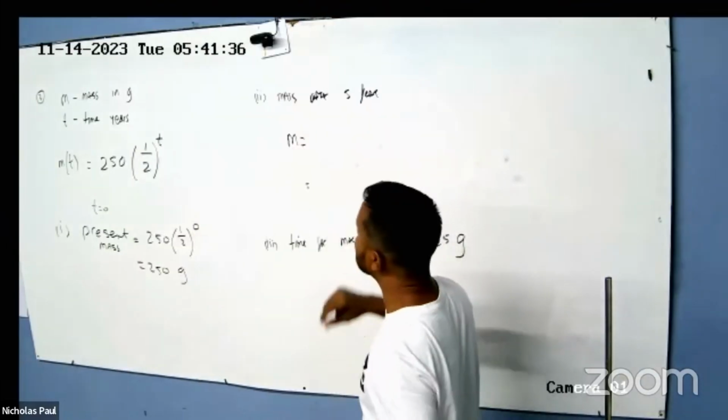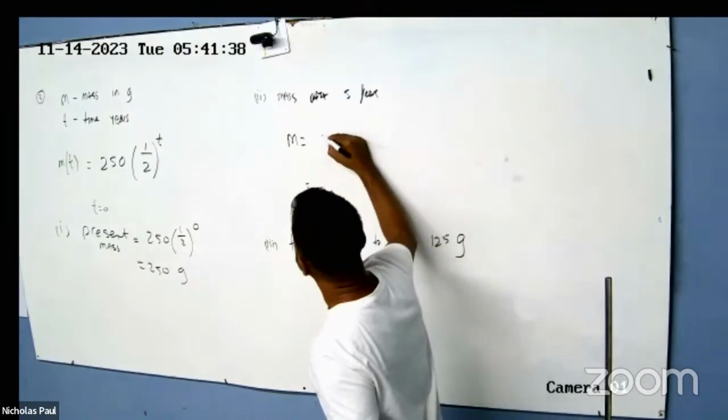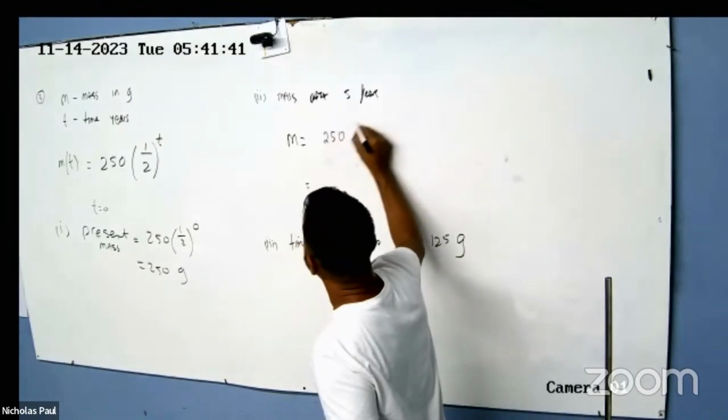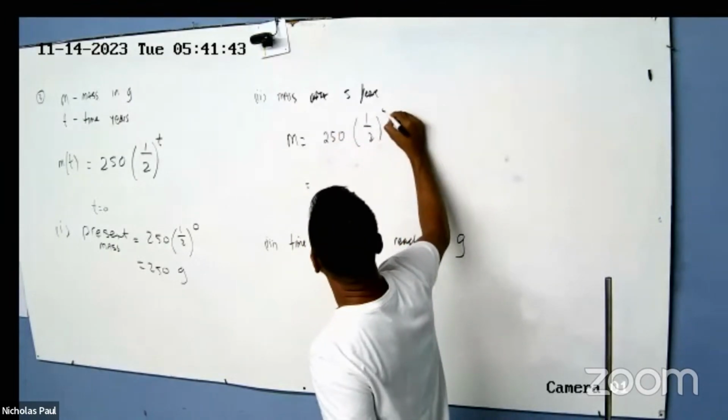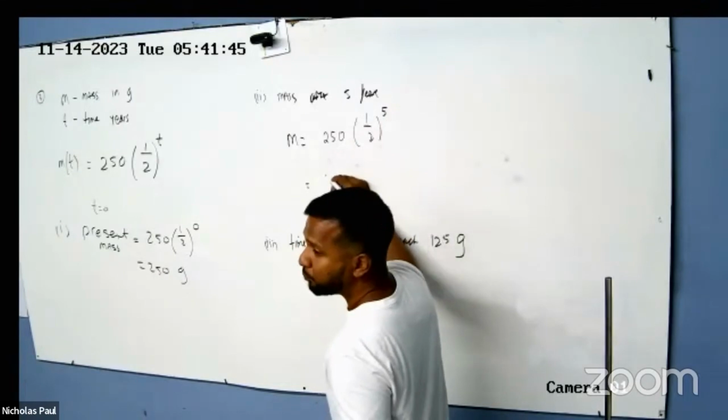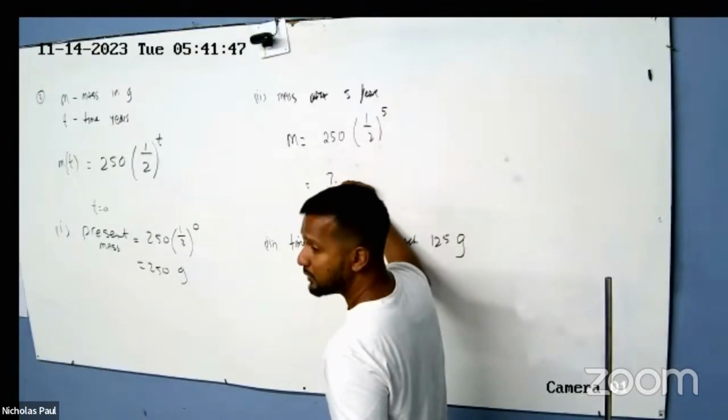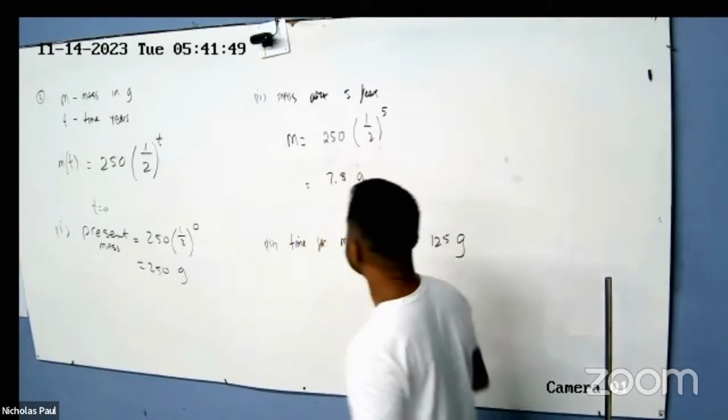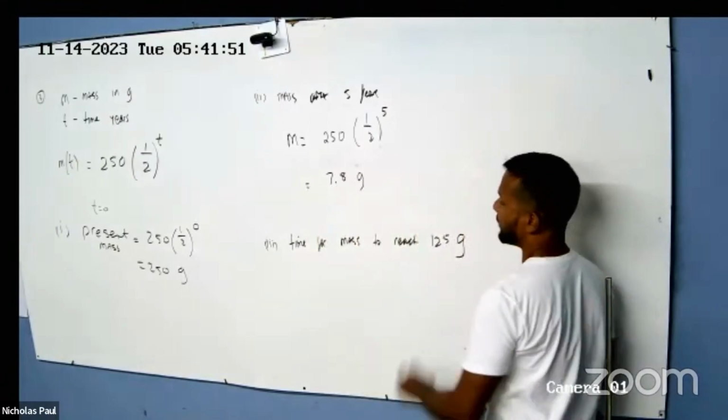Here's what now? 250 by a half to the power of 5. How much did you get here? 7.8. Right? Now, time for the mass to reach 125.